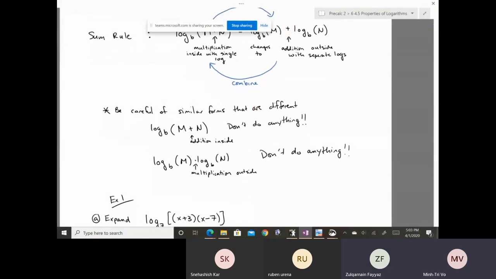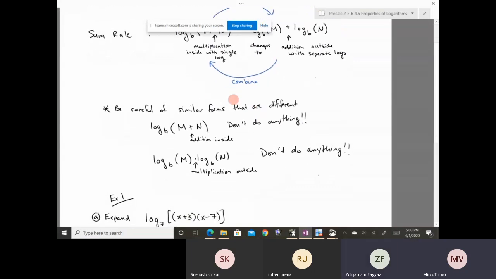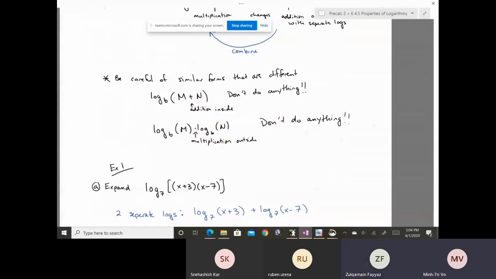There are also cases where you're not allowed to apply this rule. When the addition is inside the logarithm, the rule does not apply, so you cannot simplify this. Similarly, if the multiplication is arranged like this, it doesn't follow the rule, and you can't do anything here either. So be careful.